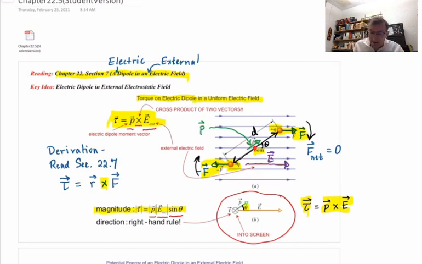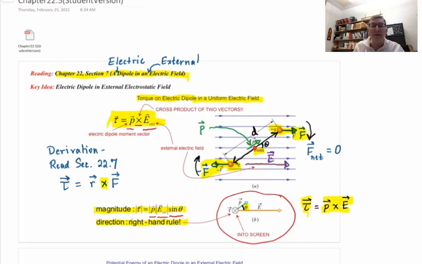Okay? Then there's a direction for this torque. And to get that, we use what's called the right-hand rule. So remember, when we take a cross product of two vectors, like this, P cross E, here's some things to note about the direction of the torque, or the resultant. First of all, any two vectors drawn with a common tail form a mathematical plane, flat surface. In our case, P and E are in the plane of the screen. And when you take the cross product of two vectors, the resultant vector, in this case torque, must be perpendicular to the plane of the original two vectors.